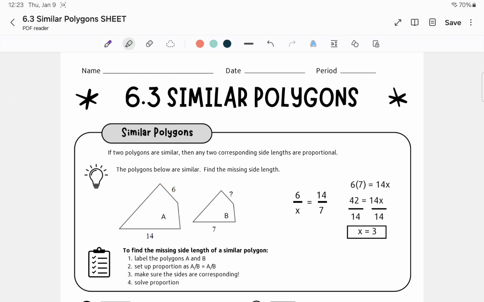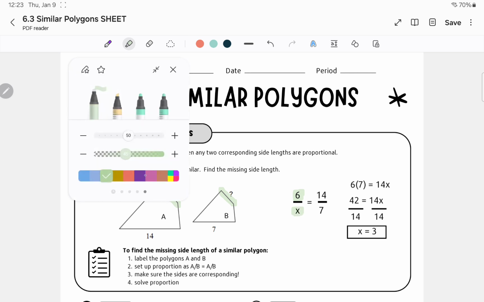With the first color, let's highlight a side on the left shape here. Let's highlight this one. Because we're starting with this one, we're going to write a 6. Now, what does that correspond to on the right? That would be this side here, which is a question mark. So we're going to write an X for that.